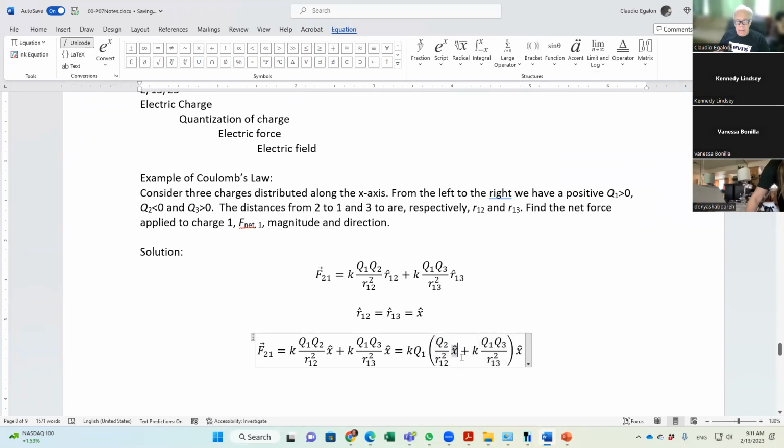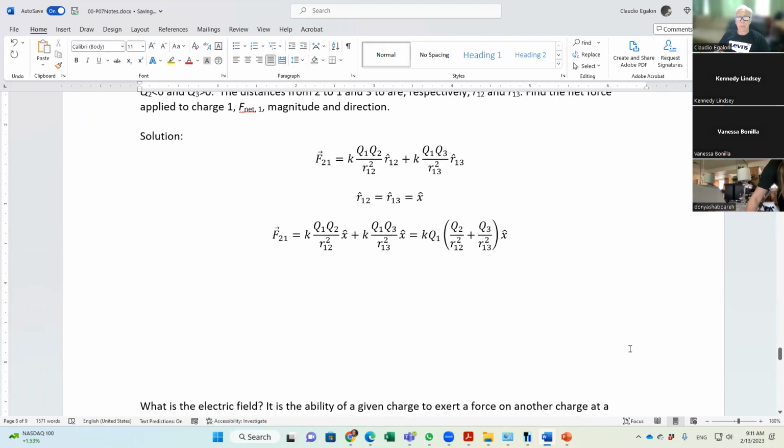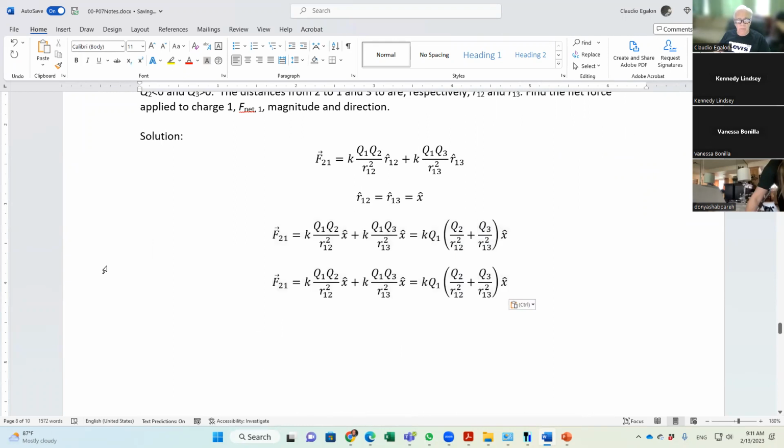Take out this X hat. I don't need this Q1. I don't need the K because it's already a common factor. And that should be the final answer. But wait a minute, we can do something else too. What else can we do?